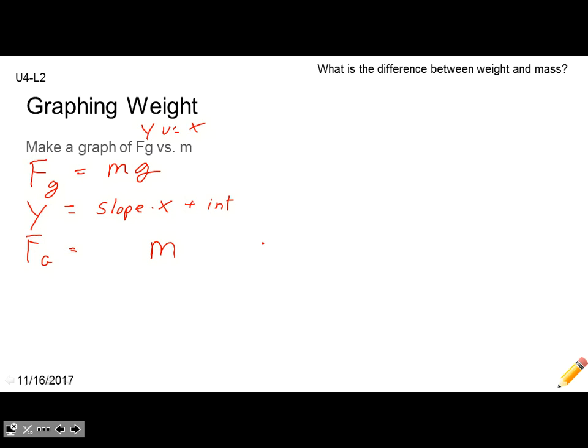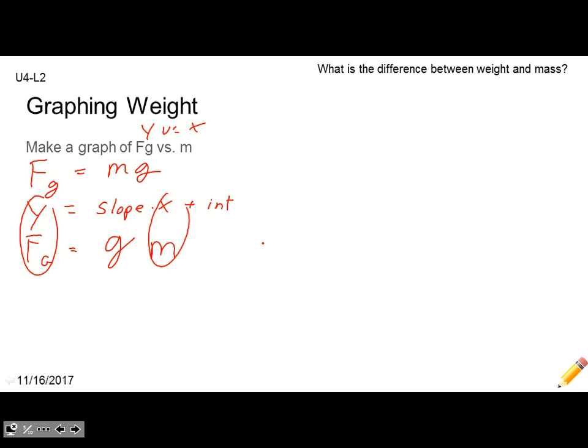So what do you think G is, the slope or the intercept? Let's see, for it to be the intercept, it would have to be plus G. So, right, X goes with M here, and the slope would be G. I know it's weird, because you're used to mx plus b. I get that.